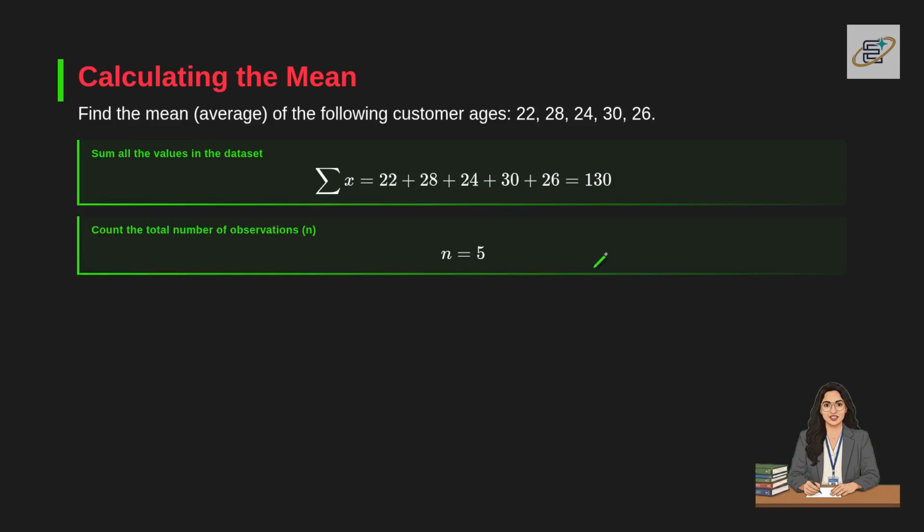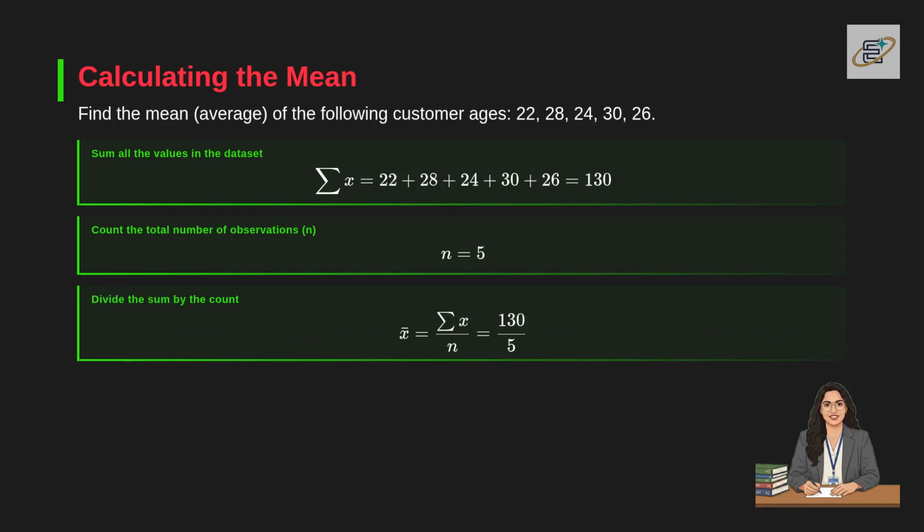Next, we need to count the total number of observations, represented by the letter N. Here, we have exactly 5 customer ages, so N equals 5. The formula for the mean requires us to divide the total sum by the number of observations. So, we set up our equation as 130 divided by 5. Doing the math, we find our final mean age is 26.